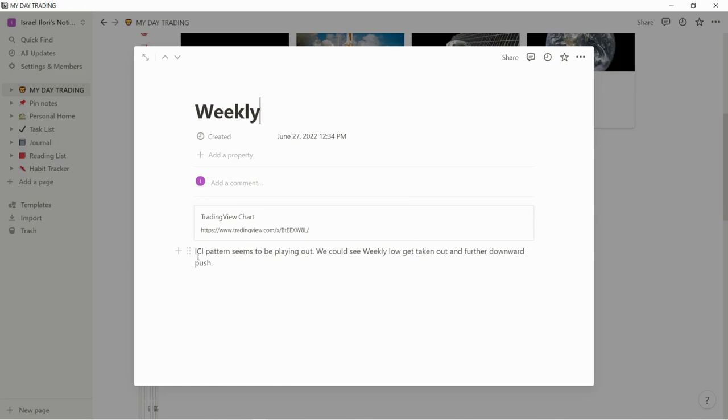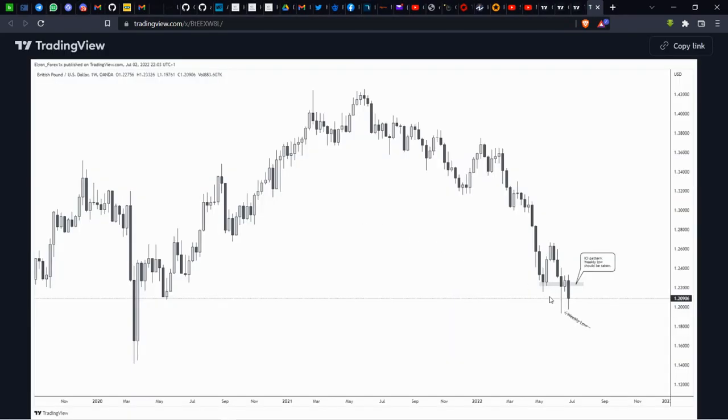Then on the weekly, I said we seem to have a high CI pattern playing out. We could see the weekly low get taken out and a further downward push. This was a possibility because the weekly was already bearish, and I could see that we are having this impulse, correction, impulse, and after the market came back into this broken level, we printed this bearish engulfing. And as you could see, if I open my weekly chart, the new weekly candle that formed took out this weekly low.